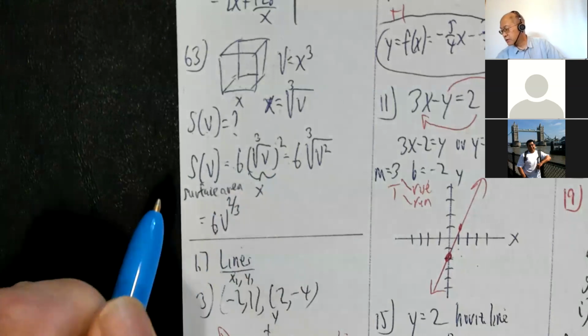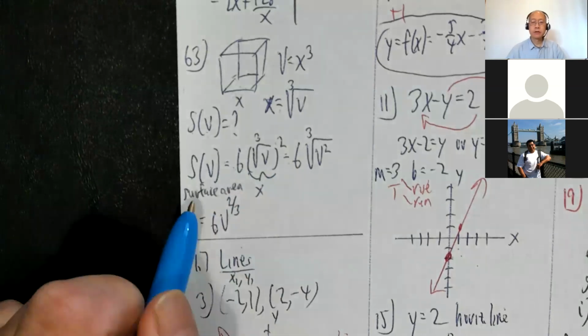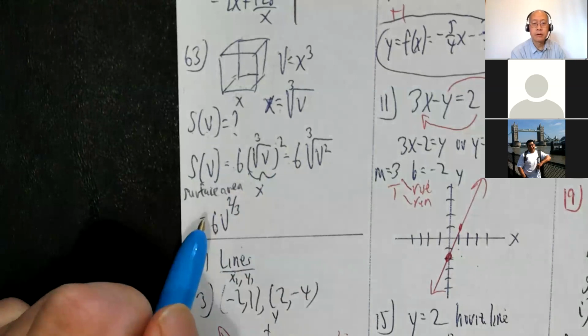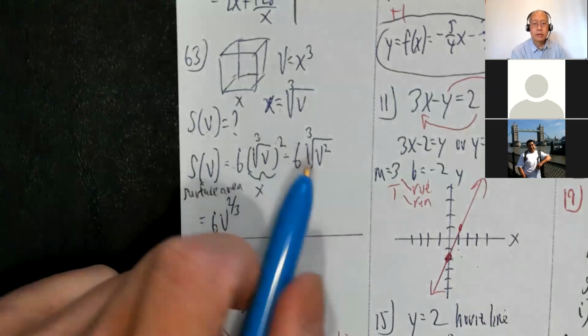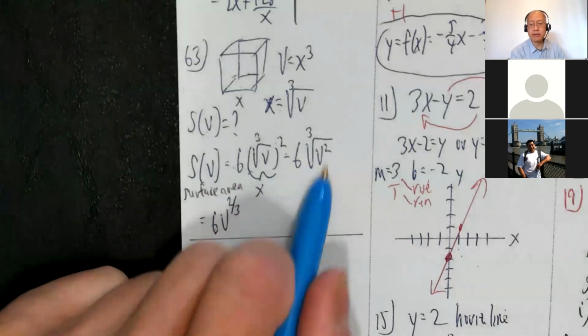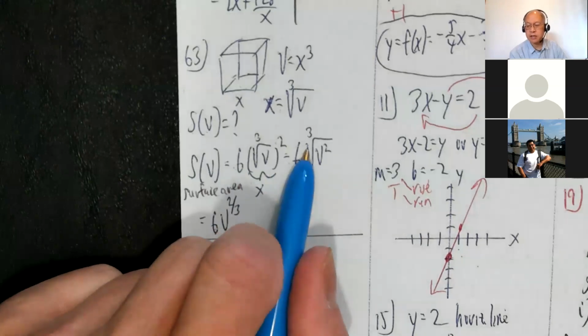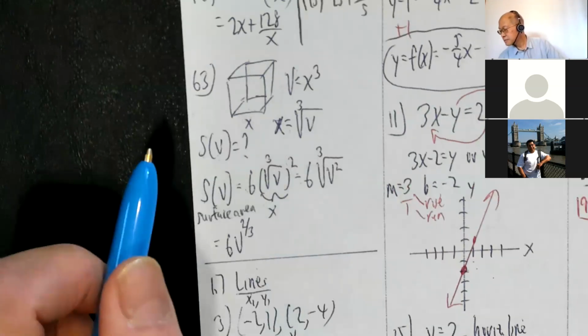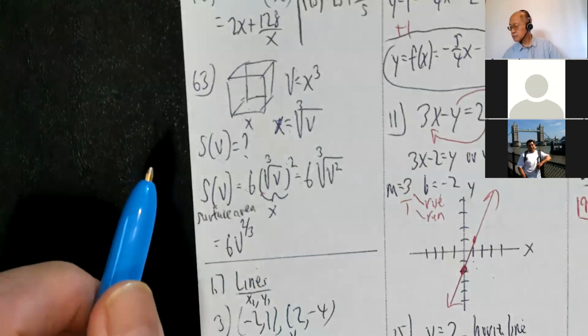There's a way to write the answer for that one too. Or 6 parentheses cube root V and parentheses squared, right? Like this. Or if you put parentheses, it's fine, but you don't really need the parentheses. You can just write it like that. So that works also. That's fine.